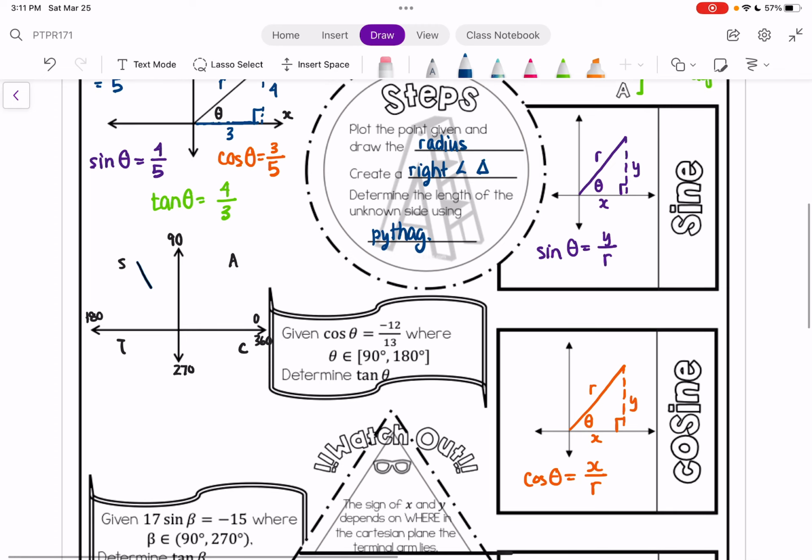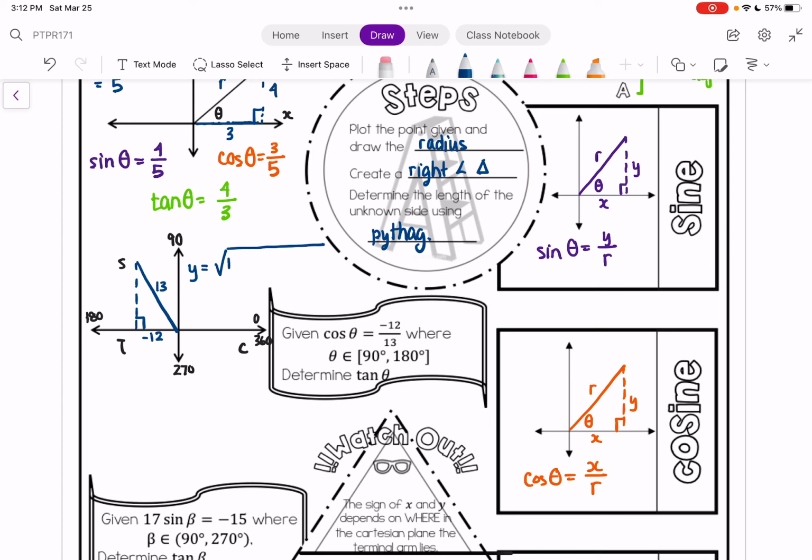So we're going to draw our terminal arm and draw our 90-degree triangle. And we are given cosine. So that's x. So x is negative 12. And r is 13. So we have to figure out our y value. So our y value, we're going to use Pythagoras. And we can see that in this region, y is positive. So we're going to have a positive answer. And we're going to use Pythagoras.